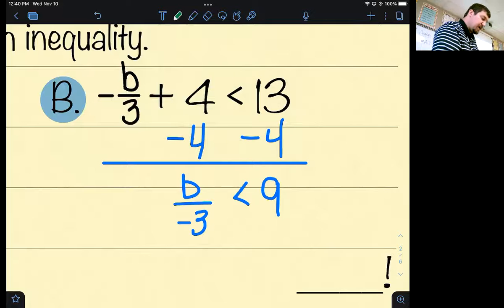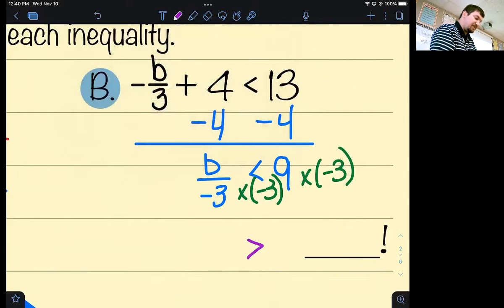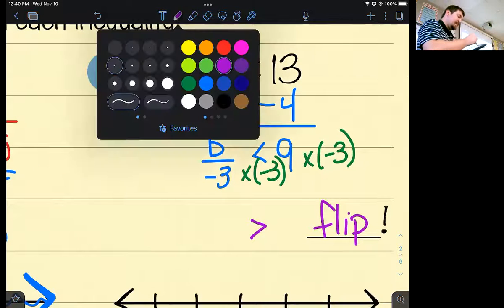Multiplying. So when we multiply by a negative 3, we will have to flip the sign. Okay, so I'm going to go ahead and take care of that right now. Flip the sign, and that's what goes in that blank right there. Flip, because we're multiplying by a negative. And then Natalie, what is 9 times negative 3?